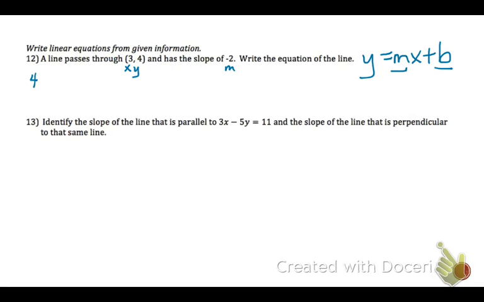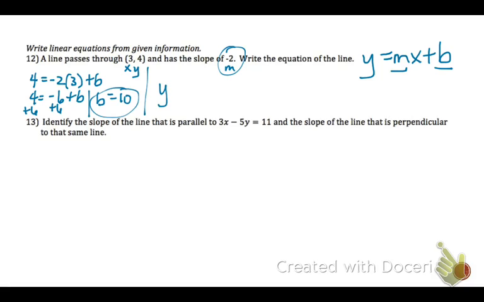So we'll have y, or 4, equals m, our slope, negative 2, times x, which is 3, plus b. And then we can just do the math to solve for b. So our b, or y-intercept, is 10. And now we can plug in our slope and that value to write the equation of this new line.